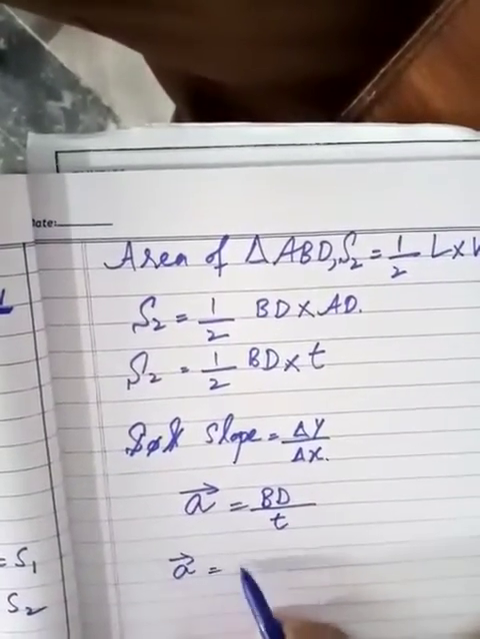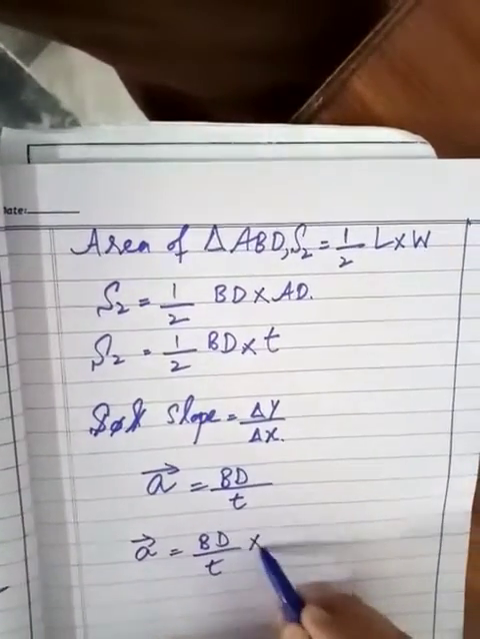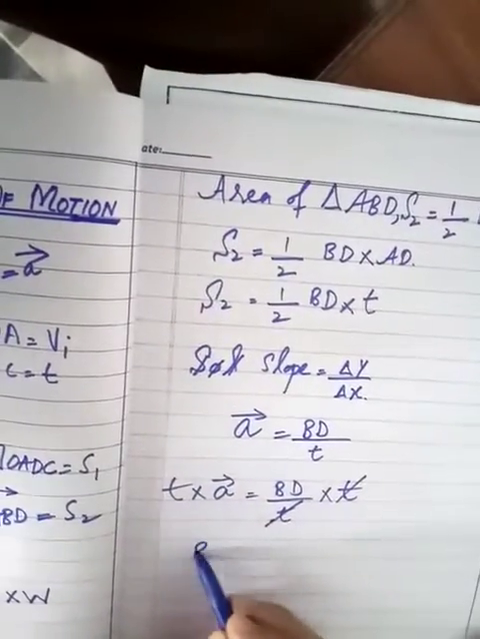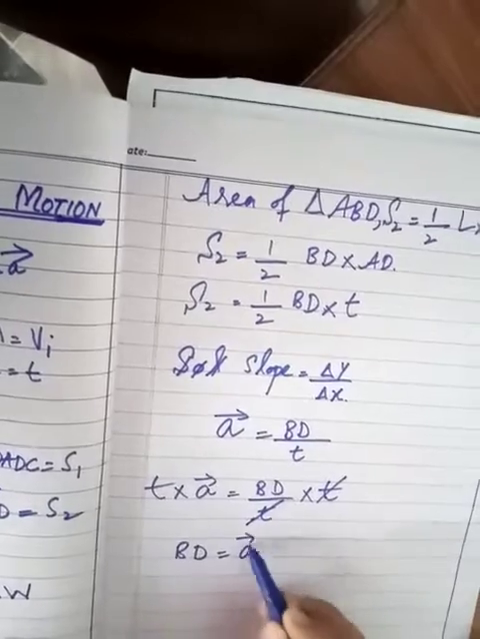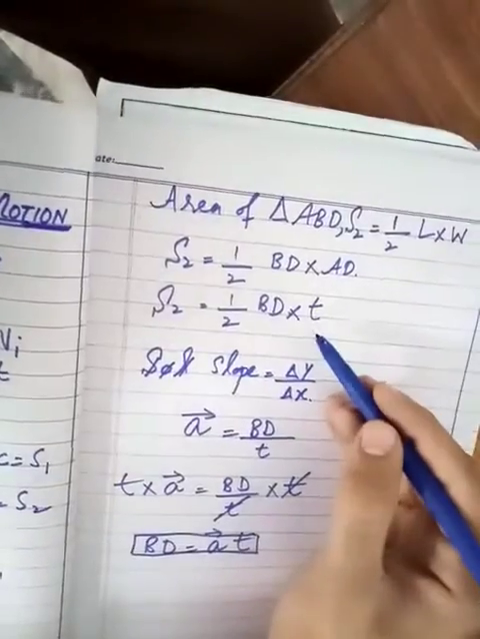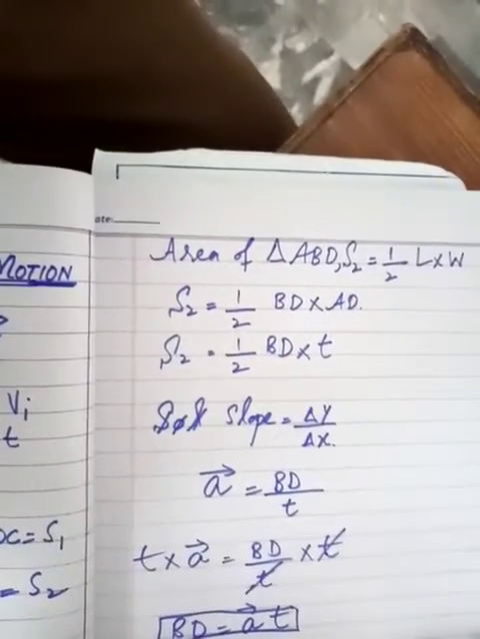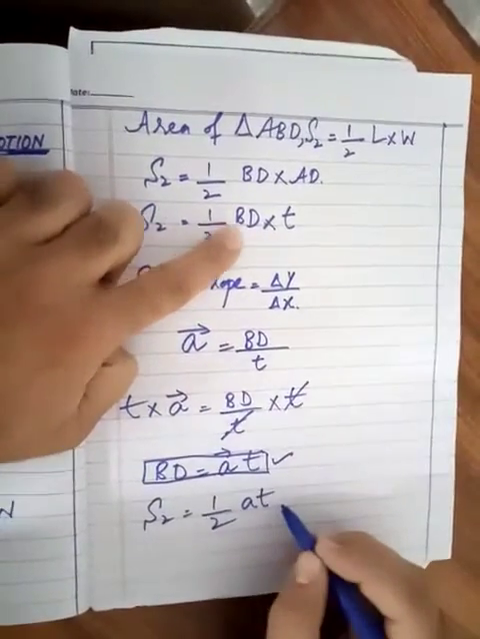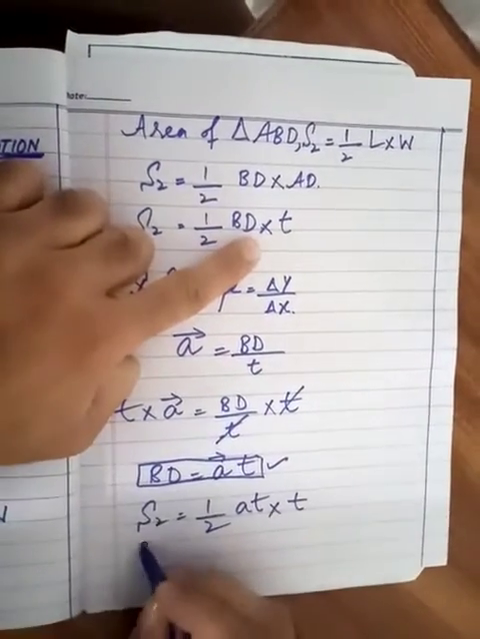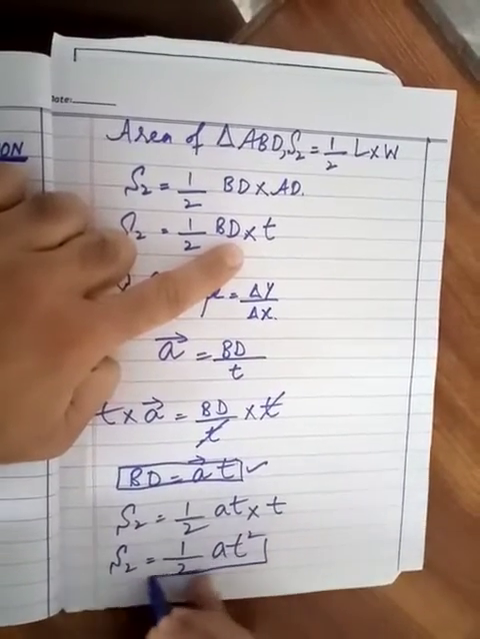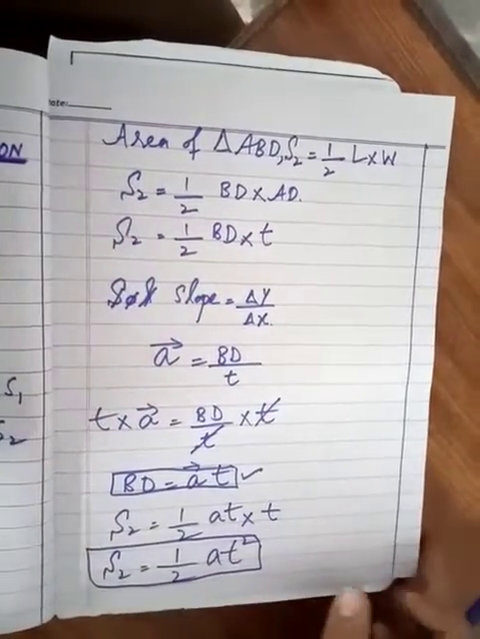In the next step, to find out the value of BD, we have to multiply time t on both sides. So BD is equal to acceleration into time, BD is equal to AT. So we will put that value in the upper equation. It will become S2 is equal to half. Here instead of BD we will put AT and multiply by T. So S2 will be half AT into T, so S2 is equal to half AT square.